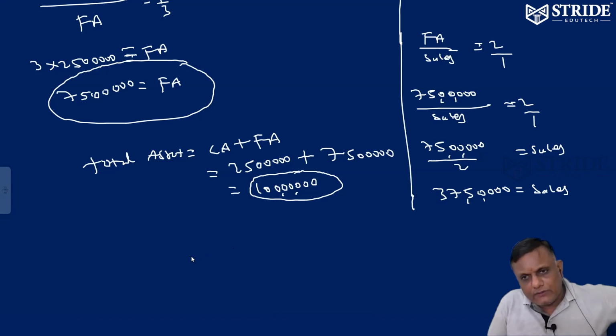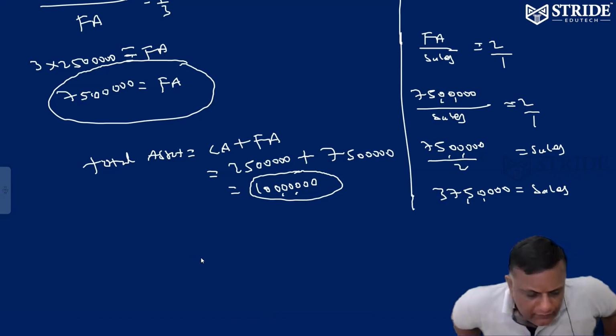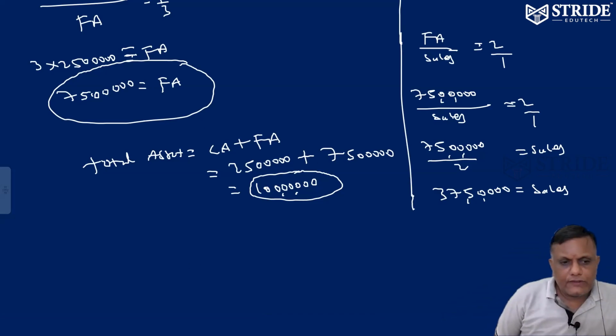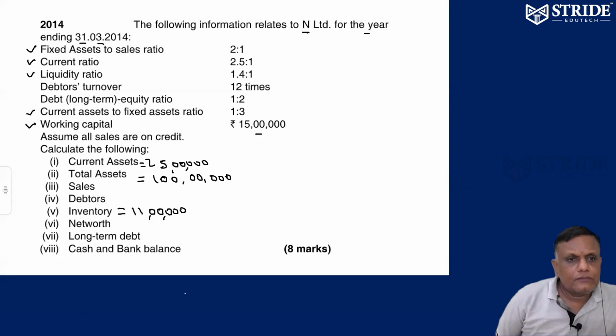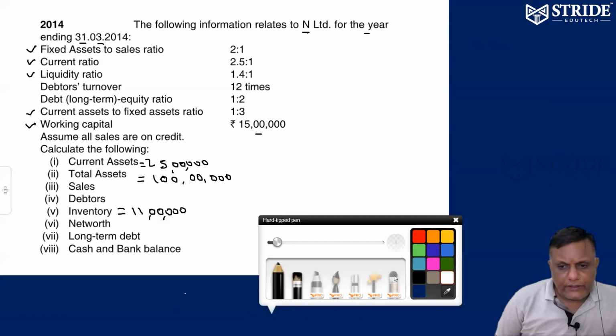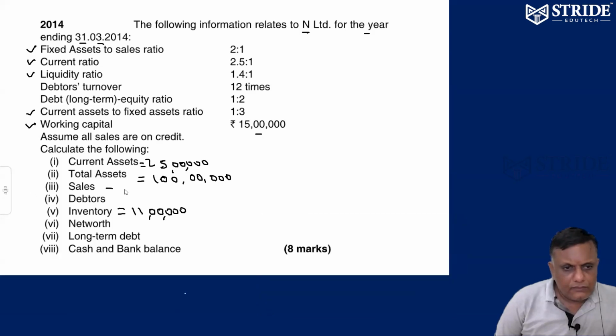Fixed asset to sales is equal to 2:1. Please check it out. That's correct. Okay. So fixed asset by sales 75 lakhs, 2:1, sales equal 75 lakhs by 2, that is equal to 37 lakh 50,000. That's it. So sales is 37 lakh 50,000.